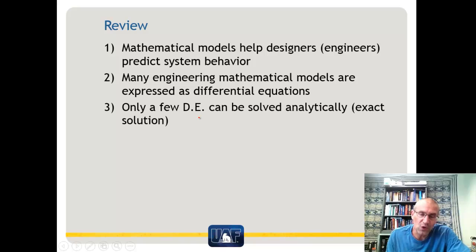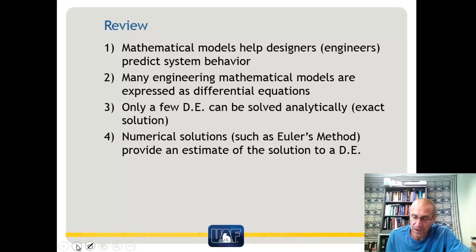And only a few differential equations can be solved analytically. There's actually a very, very small set of them. And that's what we would call an exact solution. And when we can't, then we have numeric solutions. And you can almost always compute a numeric solution using various techniques. This class is going to involve looking at many, many techniques for it.